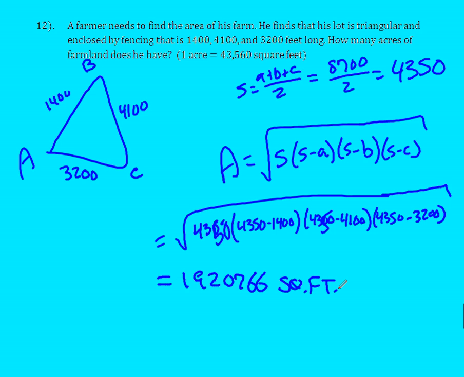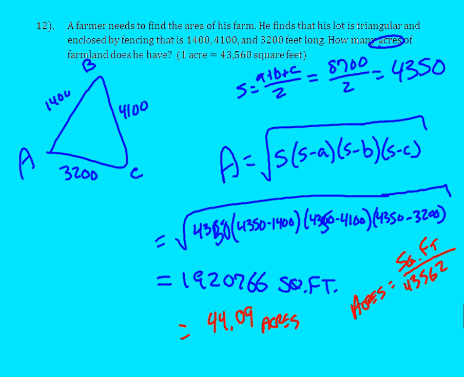Now to get it into acres, because that's what it wants in the end, is how many acres, I'm just going to take that. Acres will be, just take your square feet and then divide it by that number 43562. That means that in the end our answer is going to be about 44.09 acres in the end.